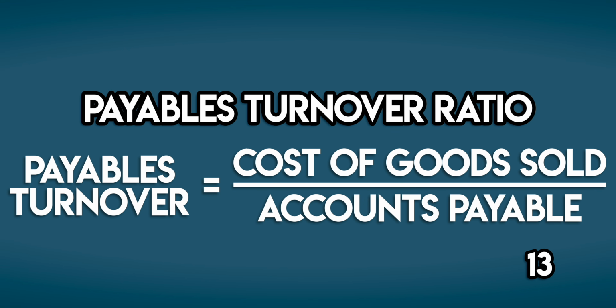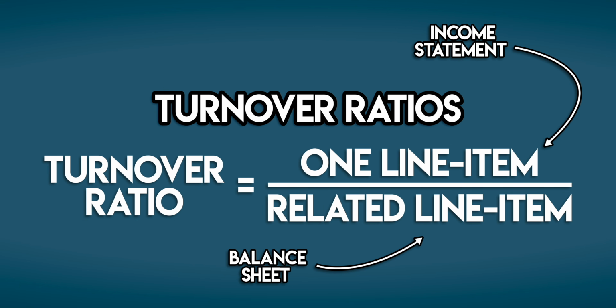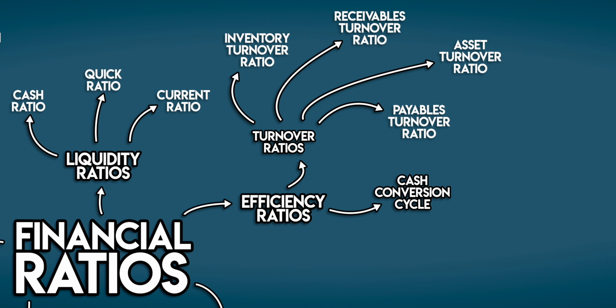Then we have the payables turnover ratio, which is cost of goods sold from the income statement divided by accounts payable in the balance sheet. The payables turnover ratio shows us how reliably a business pays off its suppliers. It's our last turnover ratio. Onward to the cash conversion cycle.